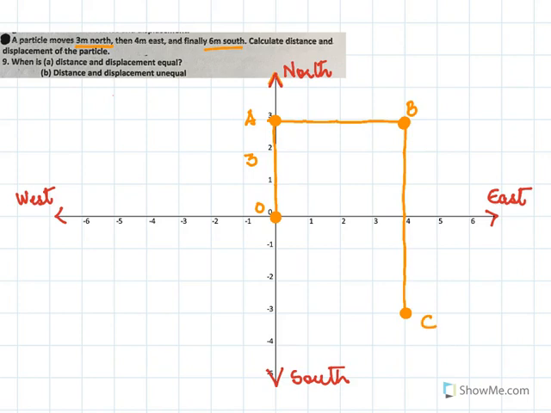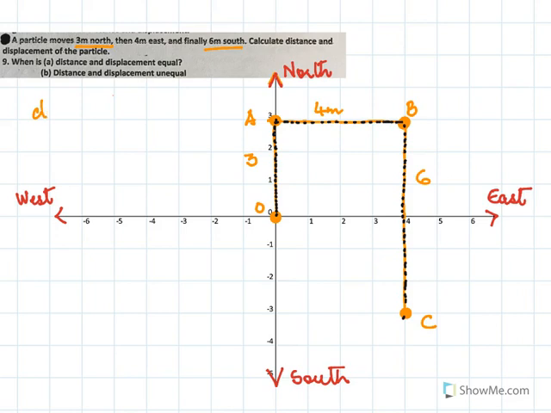So we need to find distance and displacement. Let us start finding the distance. We said distance is the actual path covered by the body. So which is the actual path covered by the body? It goes here from O to A, which is 3 meters. Then from A, it goes to B, which is 4 meters. And from B, then it goes right down south, like this, to C, which is 6 meters.